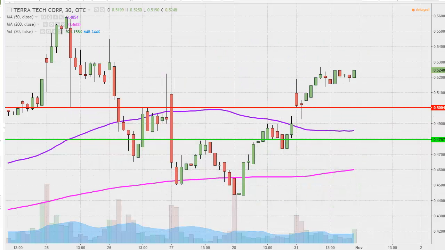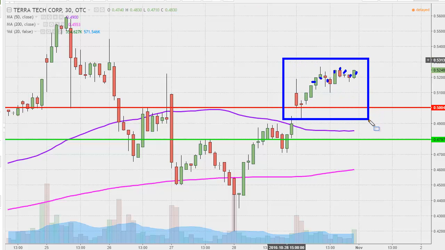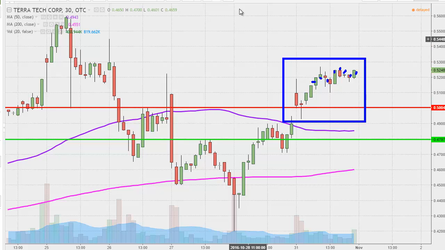Real quick, what do I mean by 30-minute in case maybe you're new to charts? Instead of each one of these candlesticks here representing 1 day's worth of price action, which is what you would normally see, each one represents 30 minutes. So while this may look like several days worth of time right there, it's actually just today's price action broken down into 30-minute time slices.